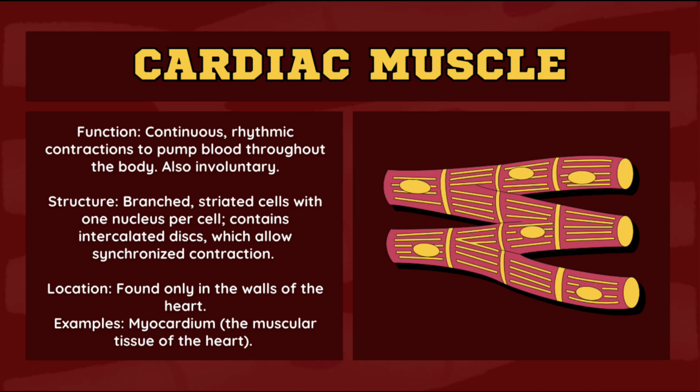Next is the cardiac muscle. The function is continuous rhythmic contractions to pump blood throughout the body, and is also involuntary. The structure is branched, striated cells with 1 nucleus per cell. Contains intercalated discs, which allow synchronized contraction. The location is found only in the walls of the heart, and examples are the myocardium.